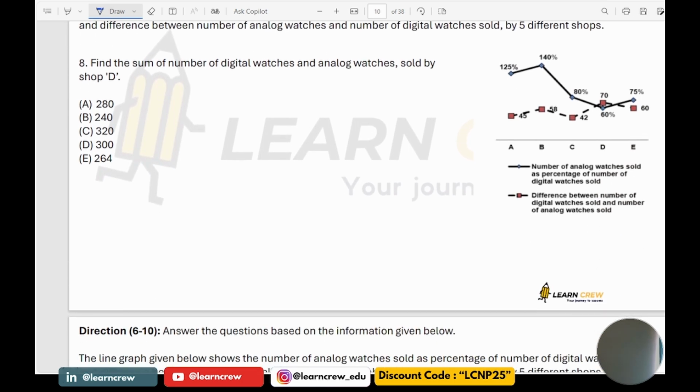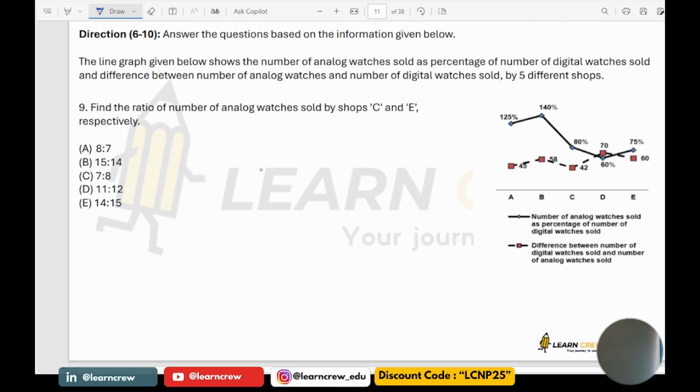Next, question number 8. Find the sum of the number of digital watches and analog watches sold by shop D. So it is 175 and 105, which is 280. 280. Question number 9. Find the ratio of the number of analog watches sold by shop C and E respectively. So it is 168 is to 180, which is 14 is to 15. That is the answer.